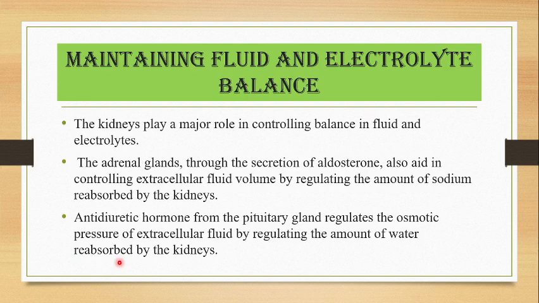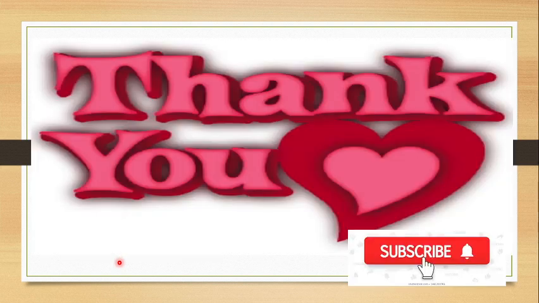The adrenal glands secrete aldosterone to reabsorb sodium and water in the renal tubules. Then antidiuretic hormone is secreted by the pituitary gland. This regulates the osmotic pressure in order to regulate the reabsorption of water. So the kidneys play a major role in maintaining homeostasis between fluid and electrolytes. These are all the concepts of body fluids and electrolytes.